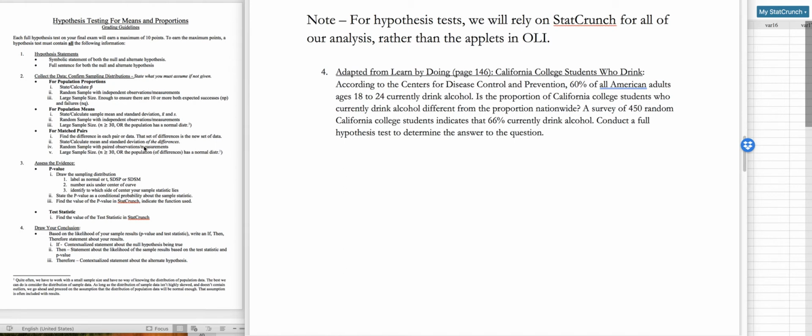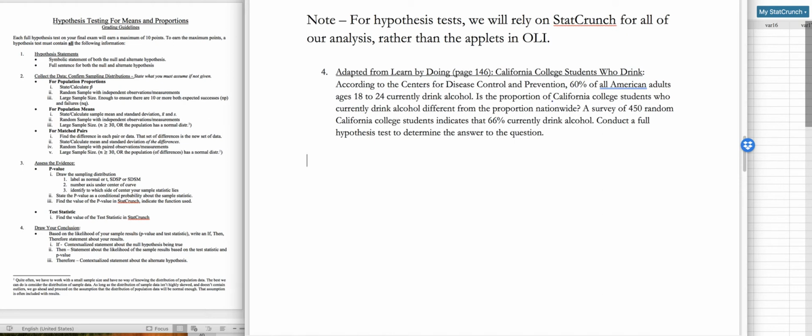I know they're super small over here on the left, but I was trying to get everything to fit on my screen. Let's go ahead and take a look at our first question that I have adapted from a Learn by Doing from OLI. We're going to do the full hypothesis test here, though. Okay, let's see what we have here.